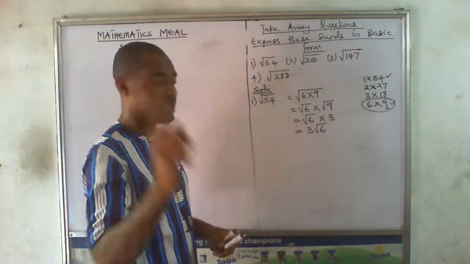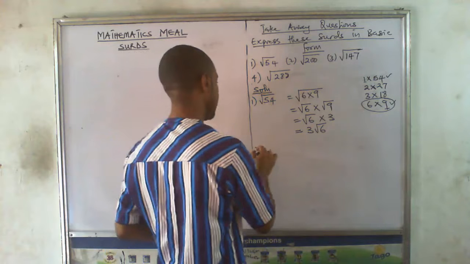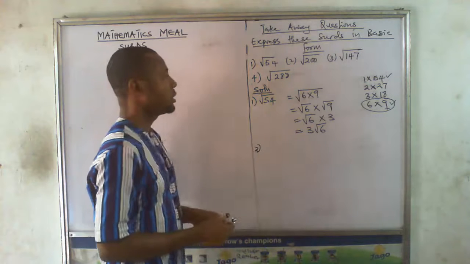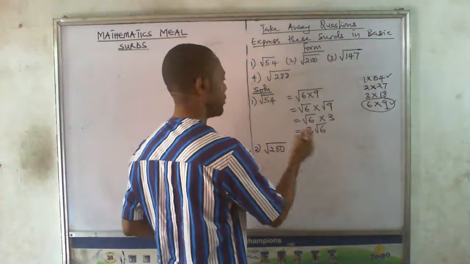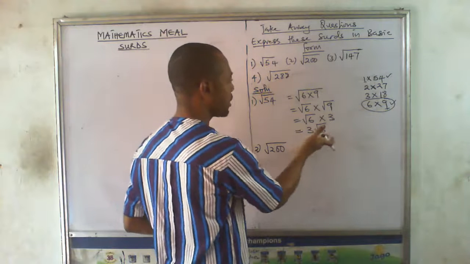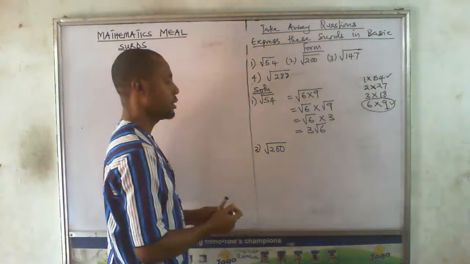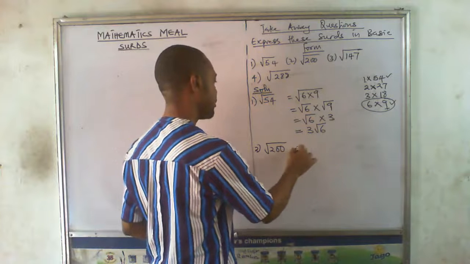That's why it's important that you watch the last video before this. Okay? All right. The second question, we have square root of 200. So square root of 54 in basic form is 3 root what? 3 root 6. Now, for 200, we'll do the same.